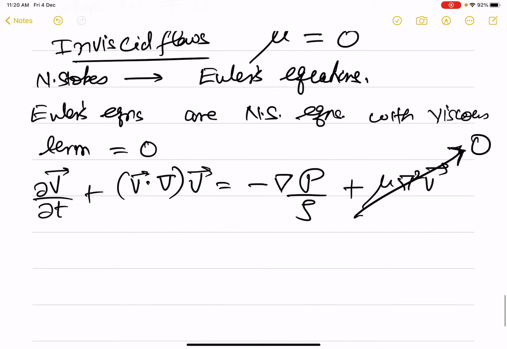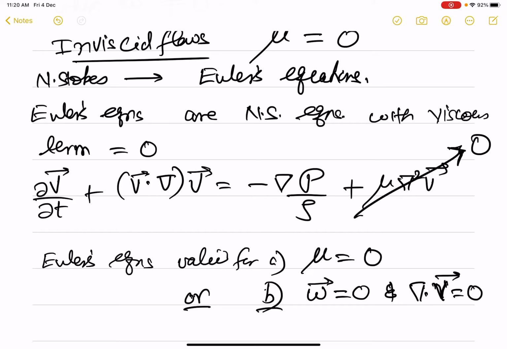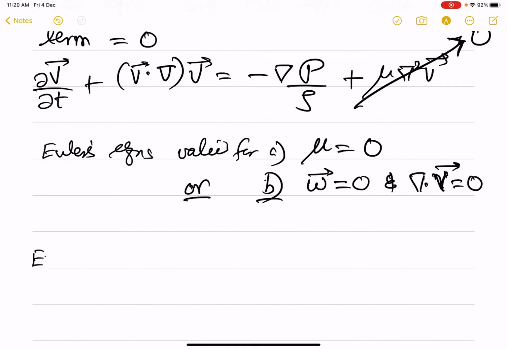So Euler's equations are valid for A, cases where mu is equal to 0, or B, when omega is equal to 0 and del dot V is equal to 0. Then we will get this equation. Now let's write Euler's equation on this flow. We'll write the full form.